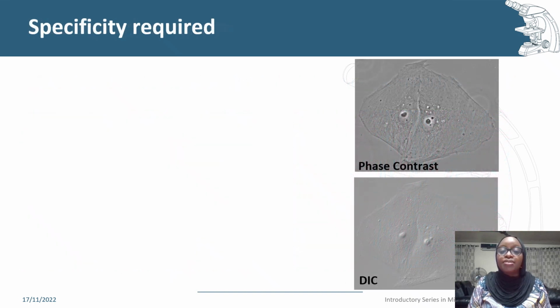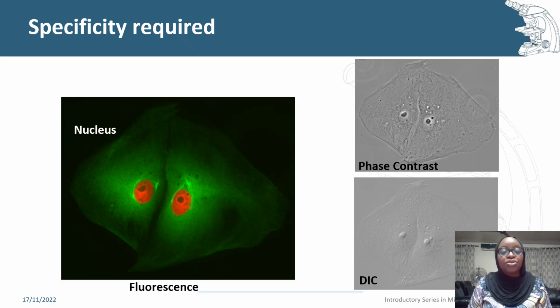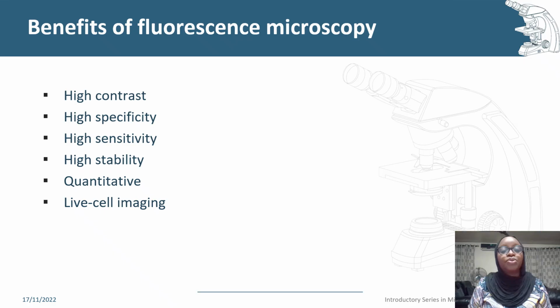Take a look at these images of phase contrast and differential interference contrast, DIC. It's quite different from fluorescence. You can see the nucleus is much clearer, in beautiful colors. The benefits of fluorescence microscopy are high contrast, high specificity, high sensitivity, high stability, high quantitativeness, and live cell imaging.